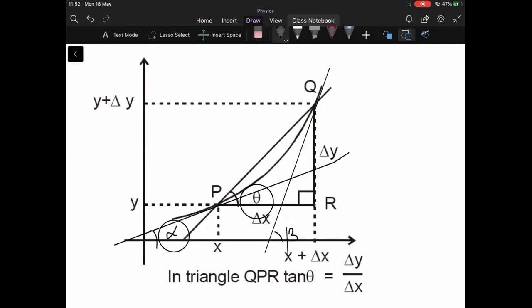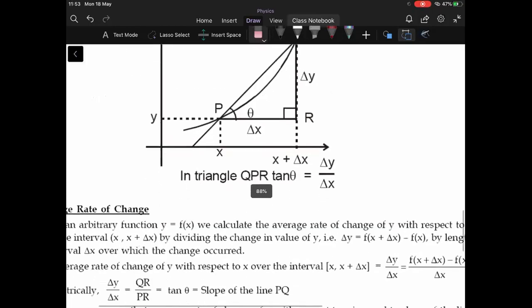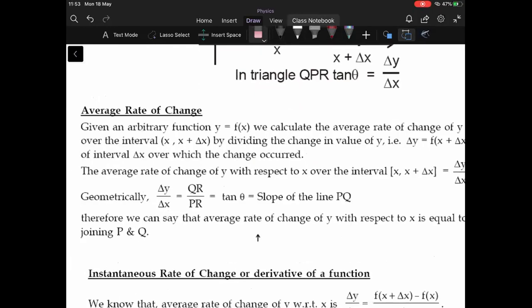Now, how do you find the instantaneous slope? For that, you have to employ a process of differentiation. That entire process, let us try to understand. The first paragraph relates to the average rate of change. Rate of change means the rate at which y changes as x changes.